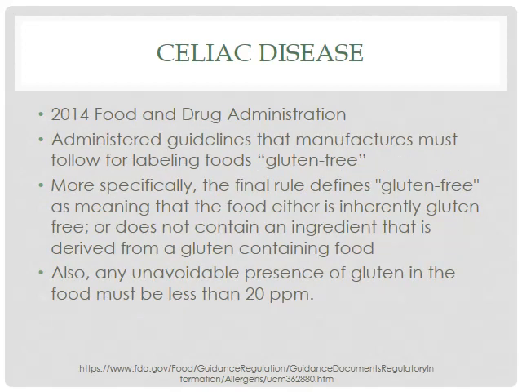In 2014, the Food and Drug Administration issued guidelines that manufacturers must follow for labeling foods as gluten-free. More specifically, the final rule defines gluten-free as meaning that the food either is inherently gluten-free or does not contain an ingredient that is derived from a gluten-containing food. Also, any unavoidable presence of gluten in the food must be less than 20 parts per million.